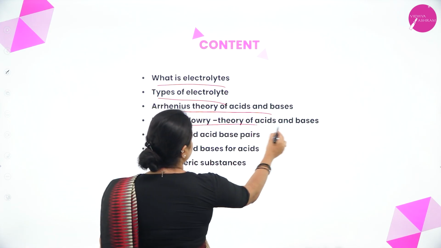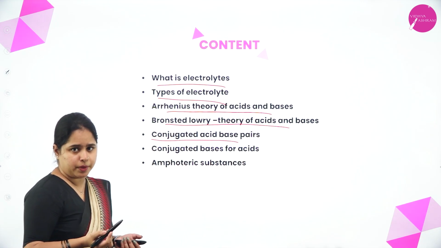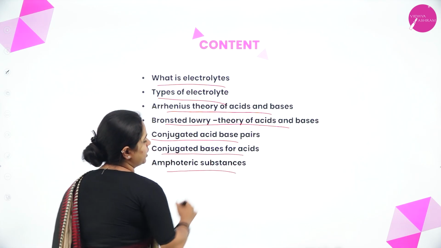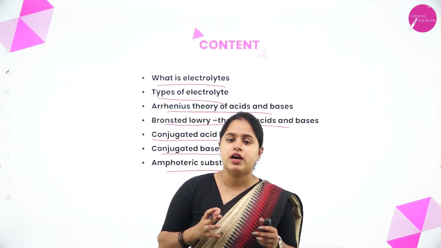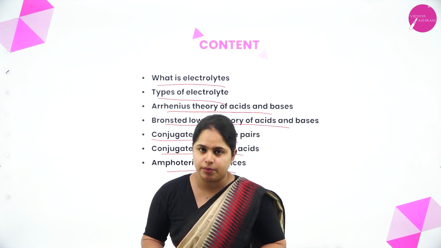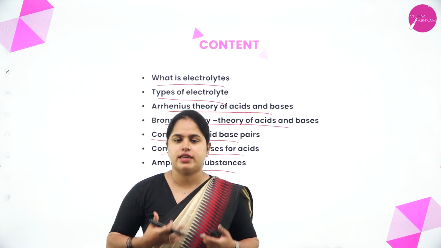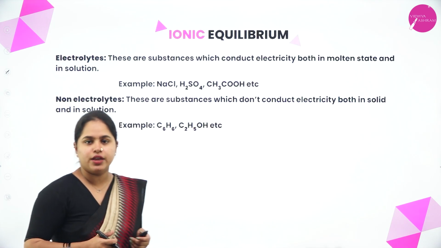Next one is the Bronsted-Lowry theory of acids and bases. And then what are conjugate acid-base pairs? We are going to study conjugate bases for acids, and amphoteric substances also. So in detail we are going to study ionic equilibrium. To study that, we first need to know what electrolytes are, the different types of electrolytes, and things regarding that.